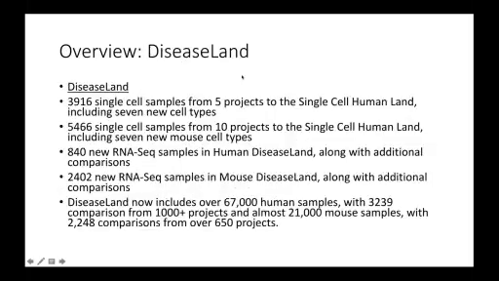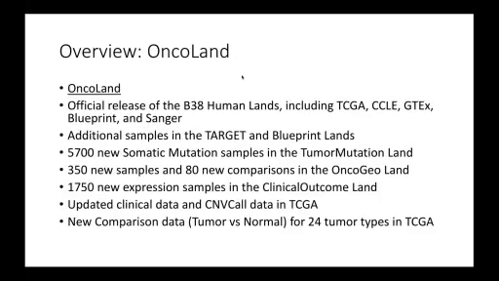This I just took straight out of the emails, but I thought I would cover some of these in more detail. Starting with OncoLand, it's the official release of the B38 Lands, including TCGA, Cancer Cell Line Encyclopedia, GTEx, Blueprint, and then the Sanger Land if you have access to that. So let's take a look at that.